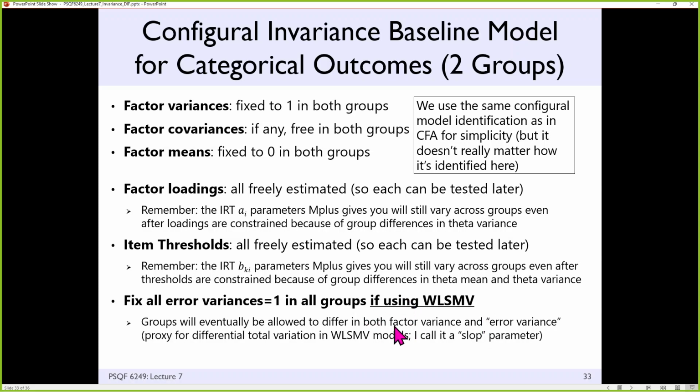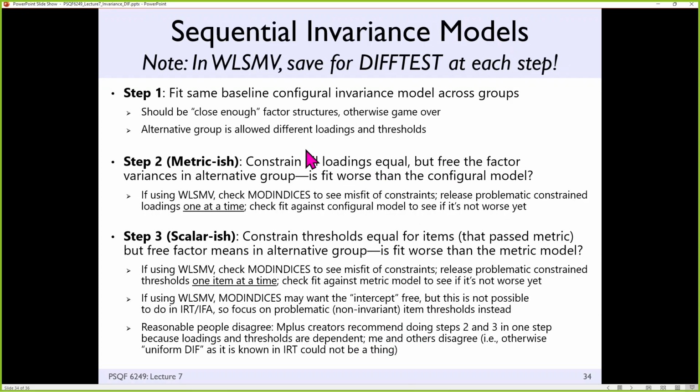So this is not a thing until you have constraints. So step 1, in WLSMV at least, is we fit the baseline configural model. Then we do metric-ish. These terms are not used with IFA very often, but I think they could be. Loadings at that stage. Scalar would be thresholds.